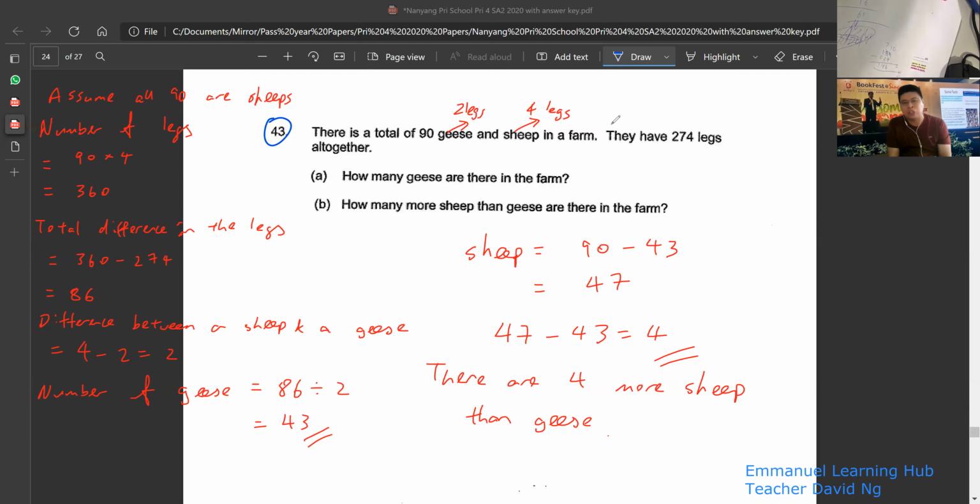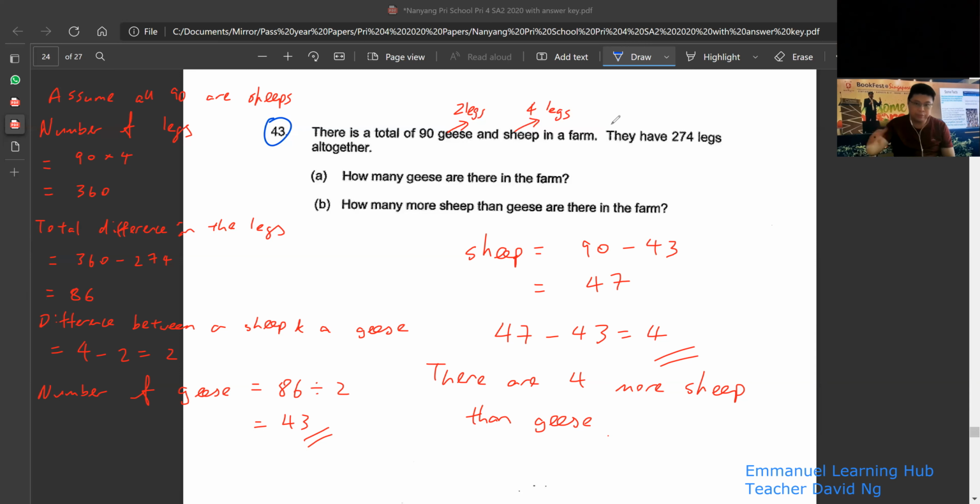Please do not use guess and check during exam. Why? Because you don't have so much time to guess and check during exam. Assumption method, you can get the answer straight away.